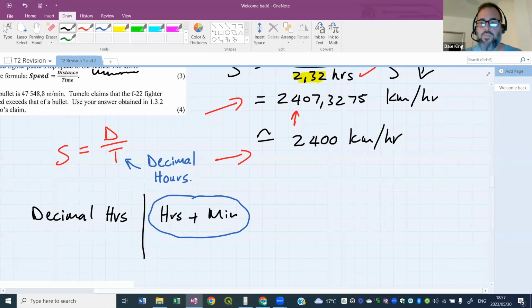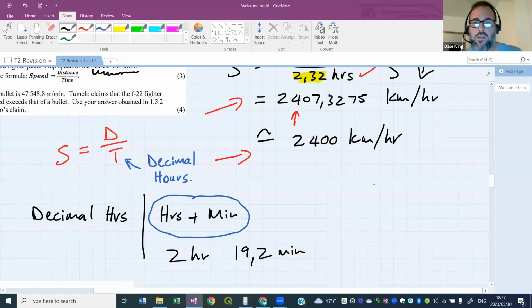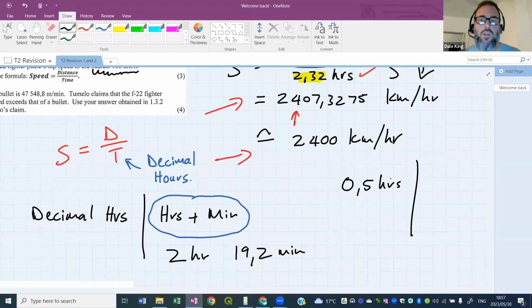So let's say we had 2 hours, written like this, and 19,2 minutes. We have to change that into decimal hours. Now think about this. Here is a decimal hour, 0,5 hours. What is that in minutes? You should all be able to put that in chat. 0,5 hours, half an hour. How many minutes is that? Everyone should be able to tell me. Okay, it's 30 minutes.